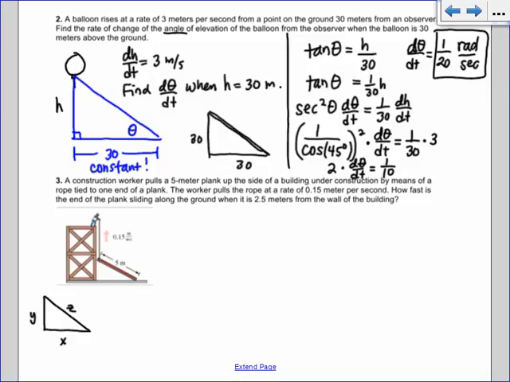Is x getting bigger or smaller? Smaller. Is y getting bigger or smaller? Bigger, right? So x is going to be a negative number. Y is going to be a positive number. What about z? It's constant. So what could I actually plug in for z? 5. Yep, so before I even begin, I could erase that z and say, oh, well, that's a 5-meter plank. So I'm going to put a 5 there.